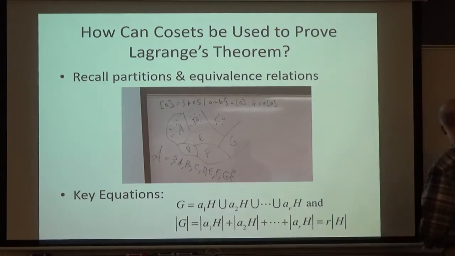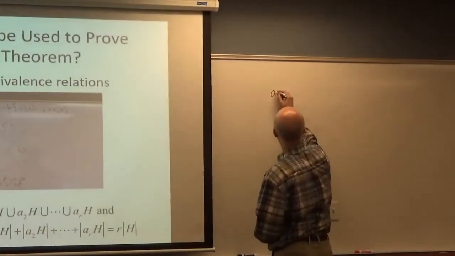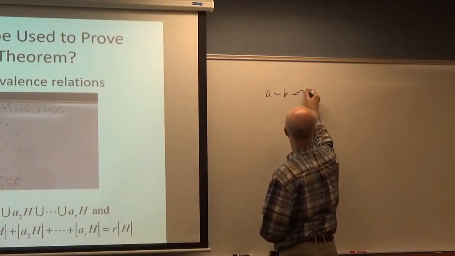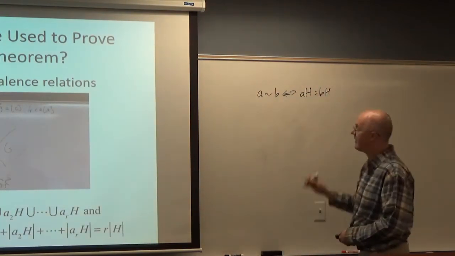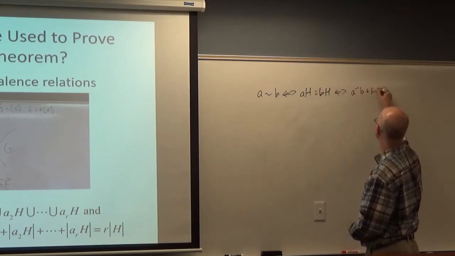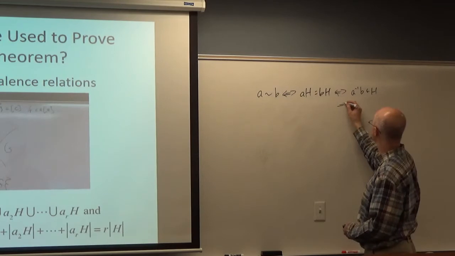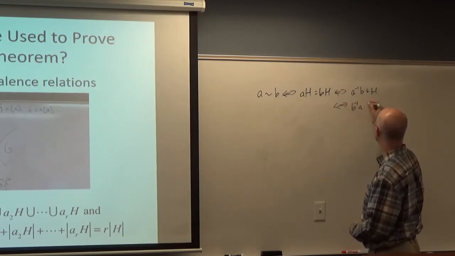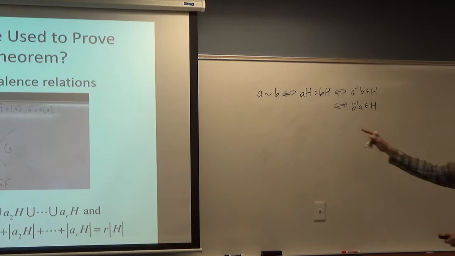What is the equivalence relation in this context? It's that A is equivalent to B if and only if AH equals BH, which is true if and only if A inverse B is in H. By the way, again, the roles of A and B are symmetric. You can switch these around. That's true if and only if B inverse A is in H as well. That's how you would define the equivalence relation.